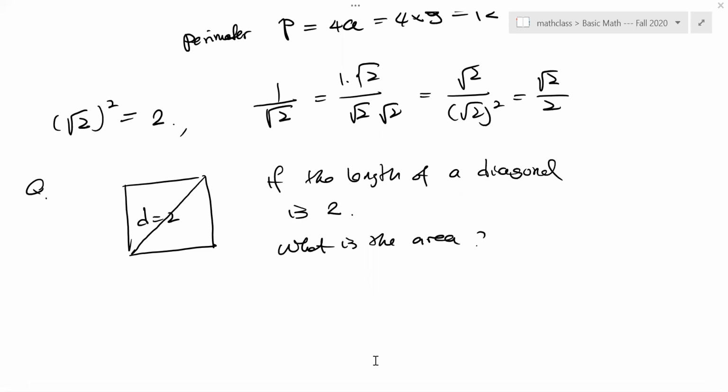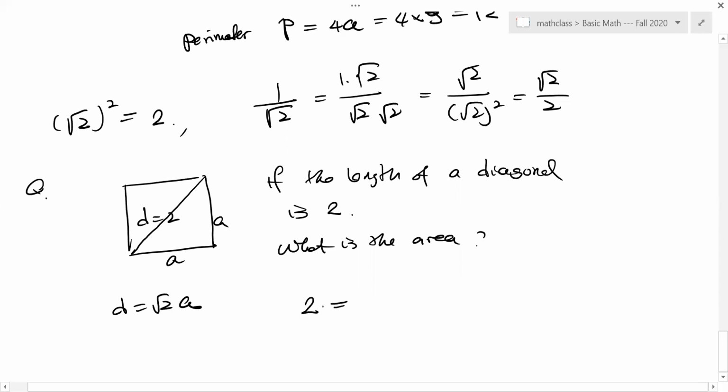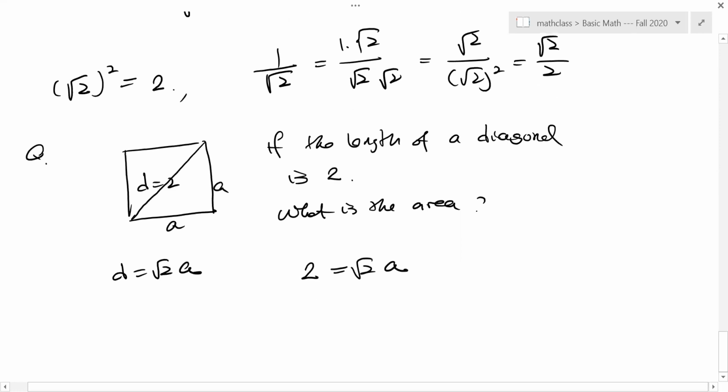All right, so you need to find the area, which means you need to find A, the edge length. We do have to write down the formula: D equals square root 2 times A. Using this formula, what are we given? We are given D equals 2, and we don't know A. So how do you solve for A? A is going to be 2 over square root 2.